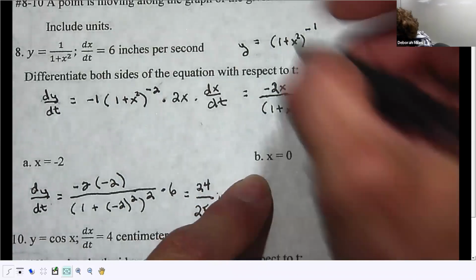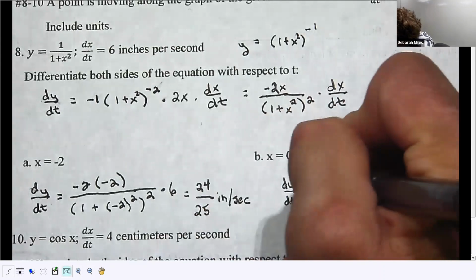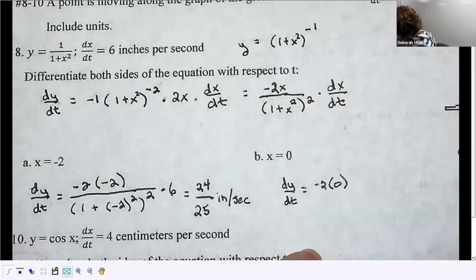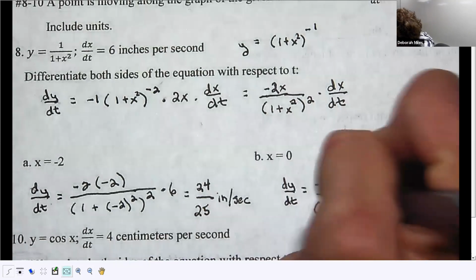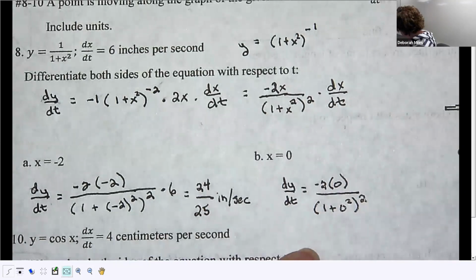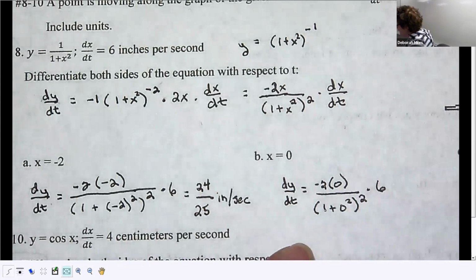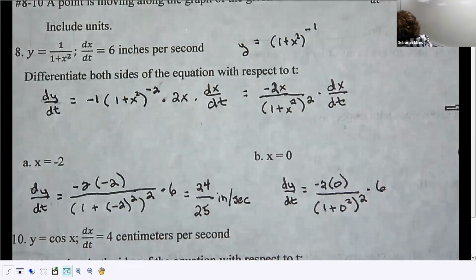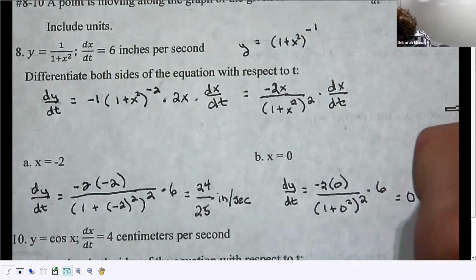When x is 0, we would have dy over dt is -2 times 0 over 1 plus 0 squared times 6 in the place of dx over dt. What's that? That's just 0. And again, it's inches per second.